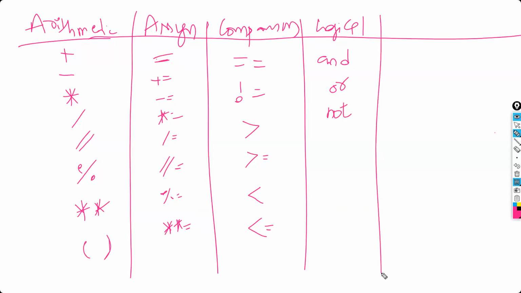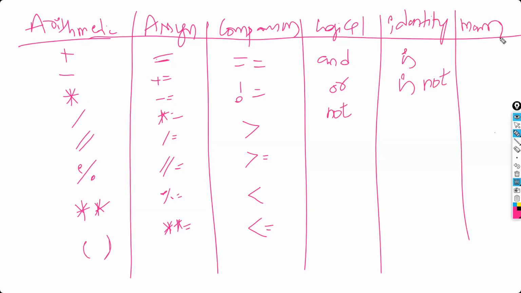Okay. Next one we have is called identity operators: is, is not. Next we have the membership operators: in, not in. So these are the total 6 different types of operators, out of which these 3 operators have symbols, and these 3 operators have reserved words. They do not have symbols, they are words.